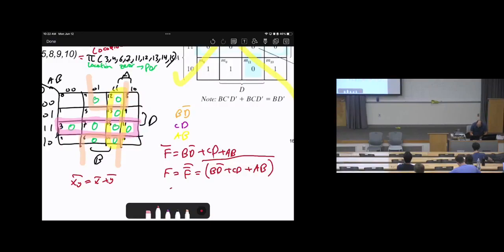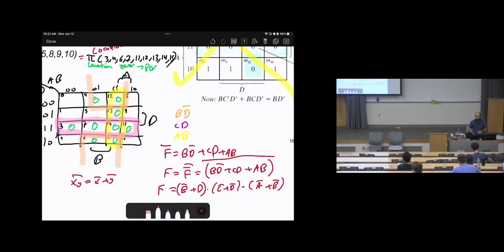So in order to find the complement of this term, it will be B bar, then the multiplication will be addition, plus D bar bar will be D, then there is plus, this will make it multiplication, then C bar plus D bar, then there's multiplication, A bar plus B bar. This is F. Okay? Clear?